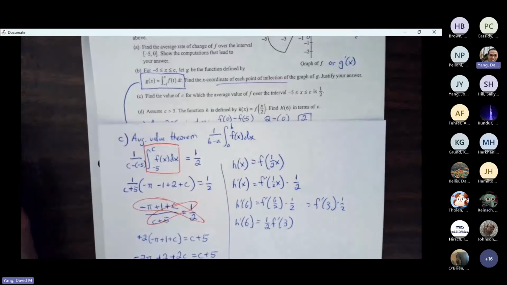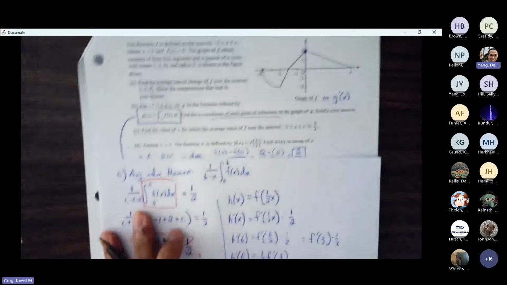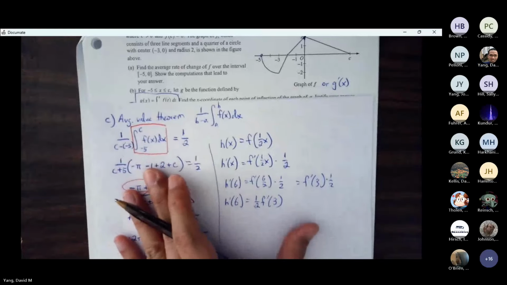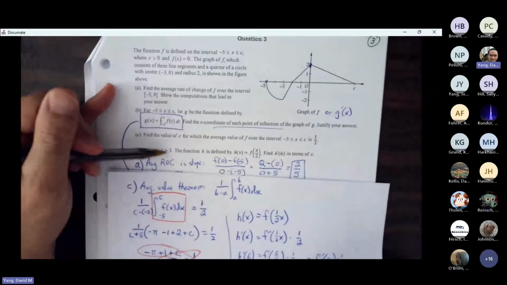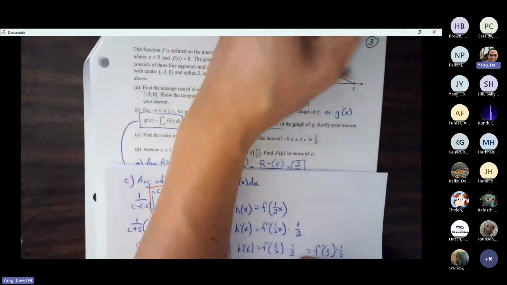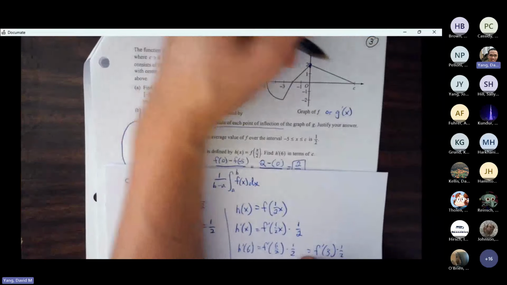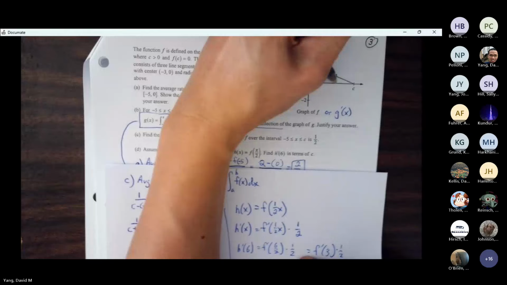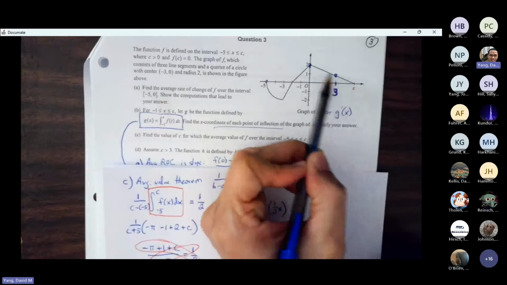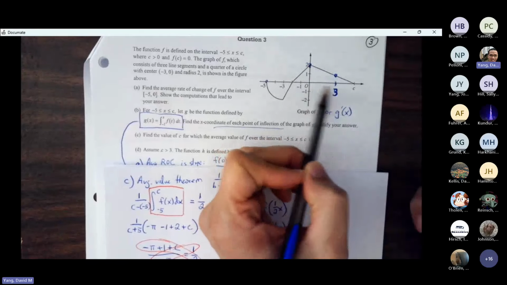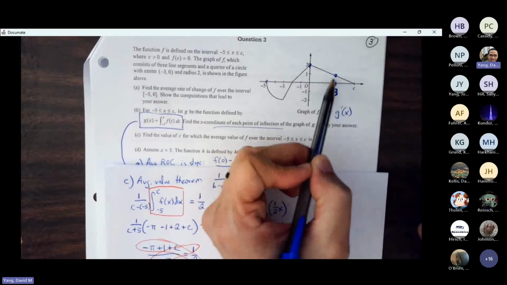Okay, f prime of 3. So we're trying to figure out what is the slope of the f graph at 3. Now they tell us that C is greater than 3. So we know that 3 is going to have to land somewhere here, right? So let me just assume that's 3, right? So basically, if we can figure out the slope of this line segment, then we have the slope of this graph at 3.